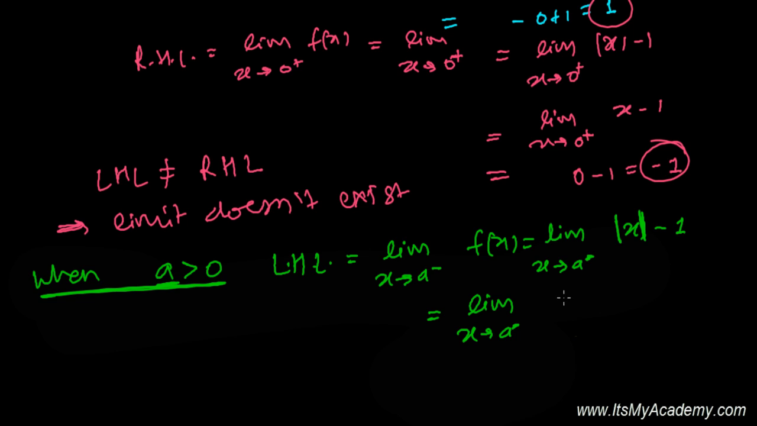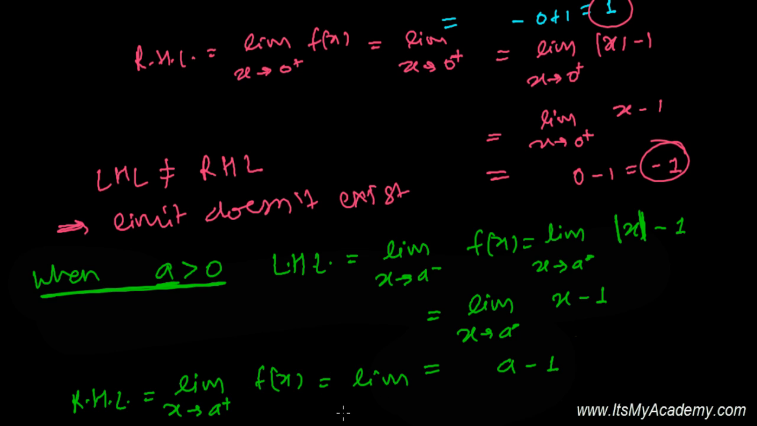All right, so it will simply be x minus 1, and now let's plug it in, so it will be a minus 1. Similarly, let's find the right-hand limit. It means limit x tends to a plus of f of x. Now what will be the best function, f of x?